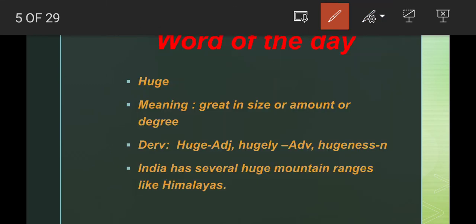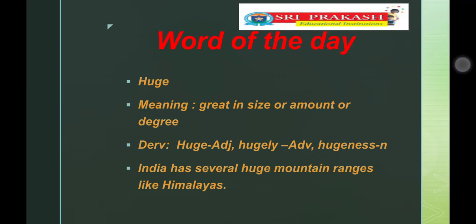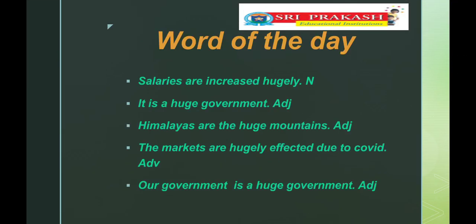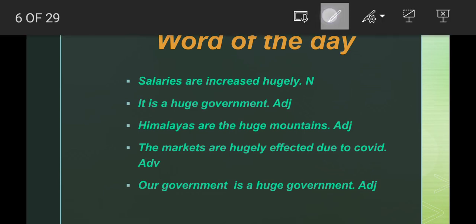It is an adjective. Next, we see the second sentence, children. Some more sentences: Salaries are increased hugely. Next one: it is a huge government. Huge here is used as an adjective, children. What is the derivative? Adjective.